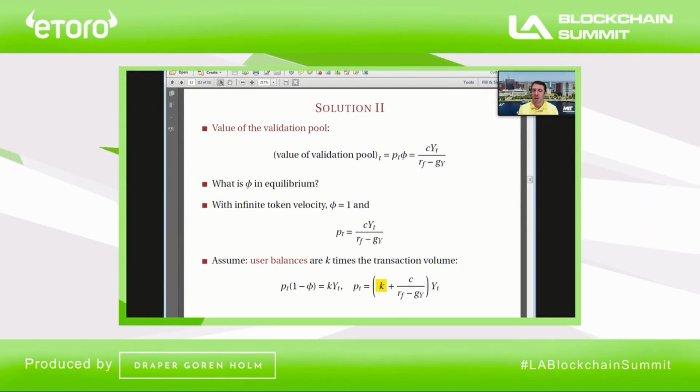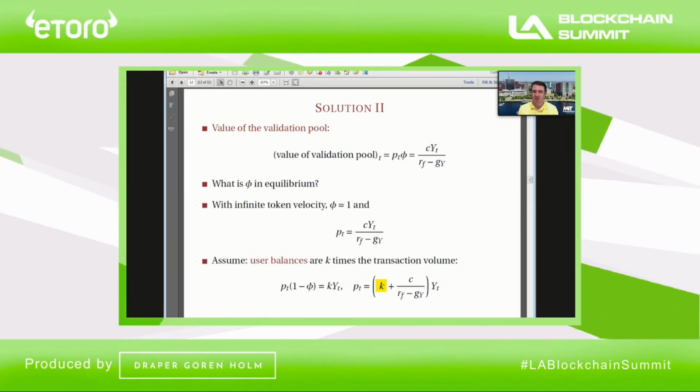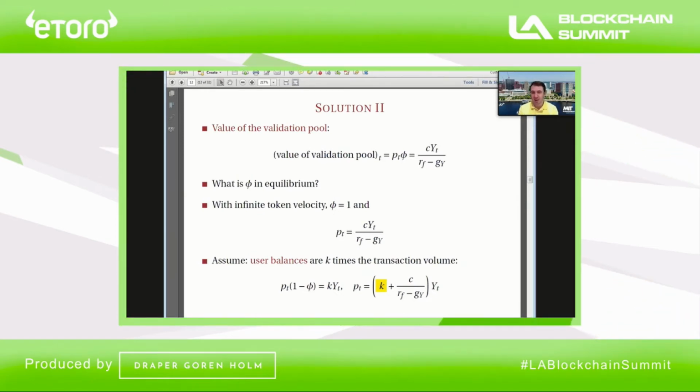If there are other participants, let's call them users of the system who are not validators, holding balances for convenience reasons, we are going to model that in a traditional monetary economics way. We'll just assume exogenously that the balances that consumers hold are proportional to the volume of transactions. It's the simplest model, of course, not the most realistic model, but it's the simplest model of balances. So we're going to say that the balances that consumers hold are K times the transaction volume. You could think of K as the inverse of the velocity of money in this environment, or velocity of tokens.